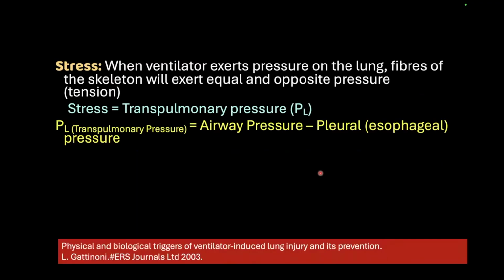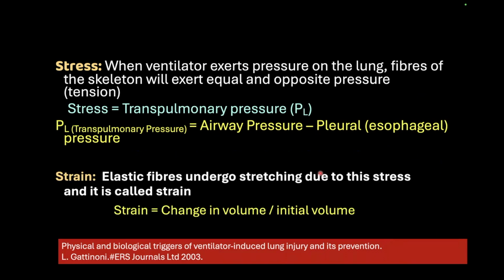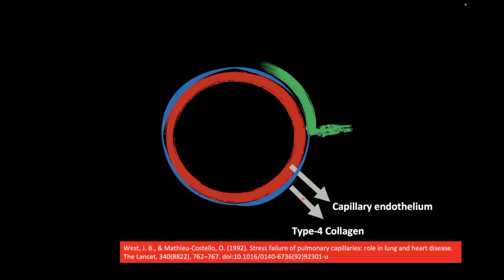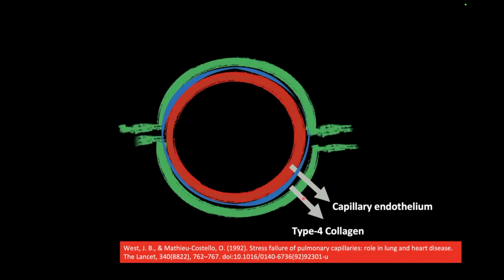So stress is basically nothing but the transpulmonary pressure, which we already discussed, airway pressure minus pleural pressure, while strain is the elastic fiber undergoing stretching due to the applied stress, that is the change in volume compared to the initial volume. This is a schematic presentation of the alveolar-capillary membrane interface. This is the capillary endothelium, this is type 4 collagen, and this is the alveolar epithelium.